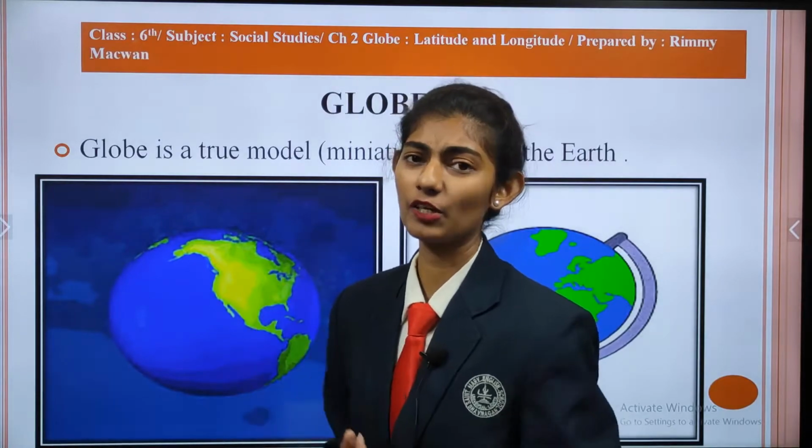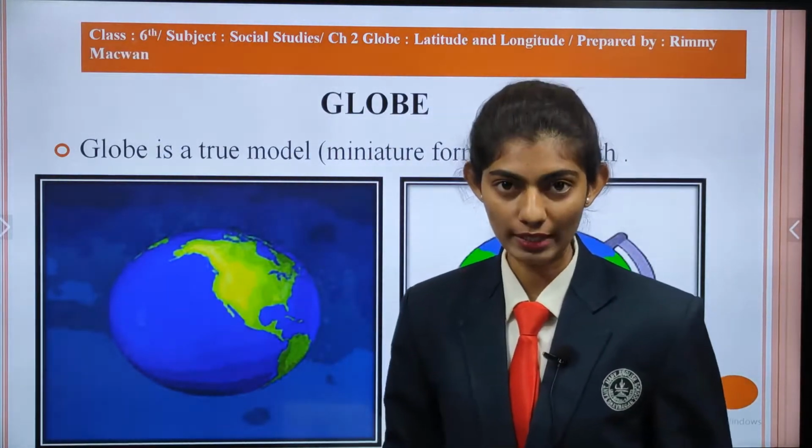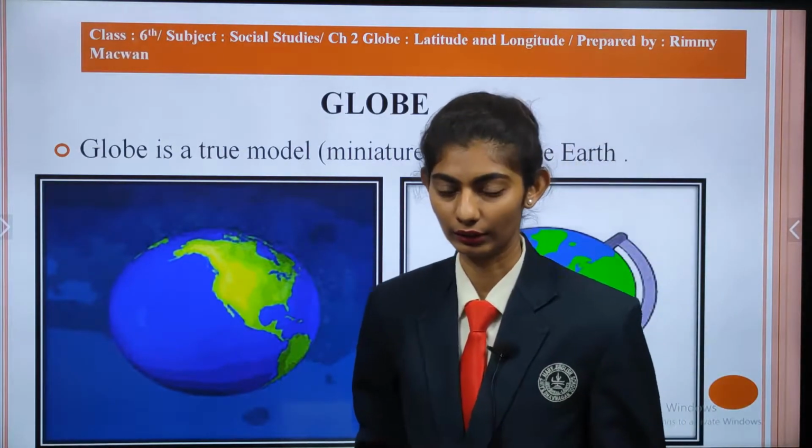Okay, so now let me tell you what is the meaning of globe. A globe is a true model, that we can say a miniature form of the earth.